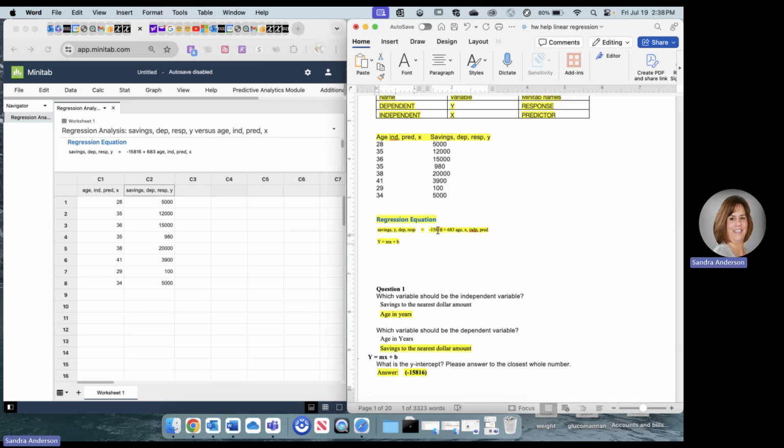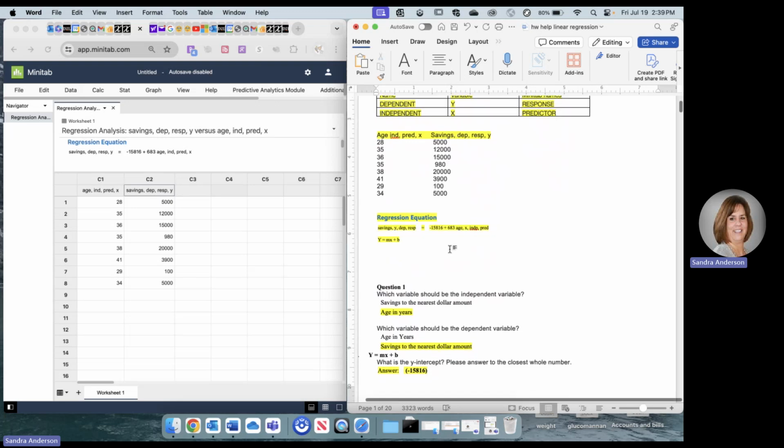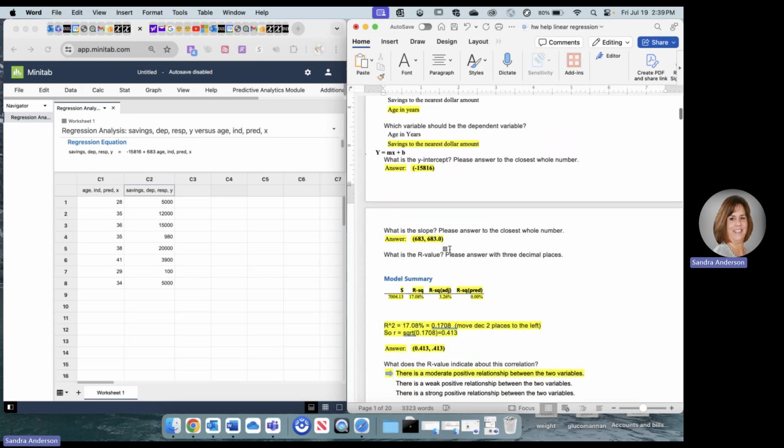So that's your y-intercept. Our y-intercept is negative 15816 because it's the number over here that's not multiplied against the variable. And then the slope is your m, which is the number up against the variable x. So our slope is 683. So I hope that helps you distinguish that.